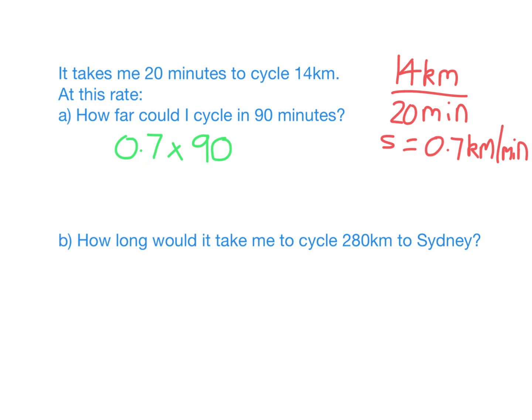So kilometers per minute times minutes gives me the number of kilometers. 0.7 times 60, you can use your calculator, is 63. At that same rate, I could travel 63 kilometers.